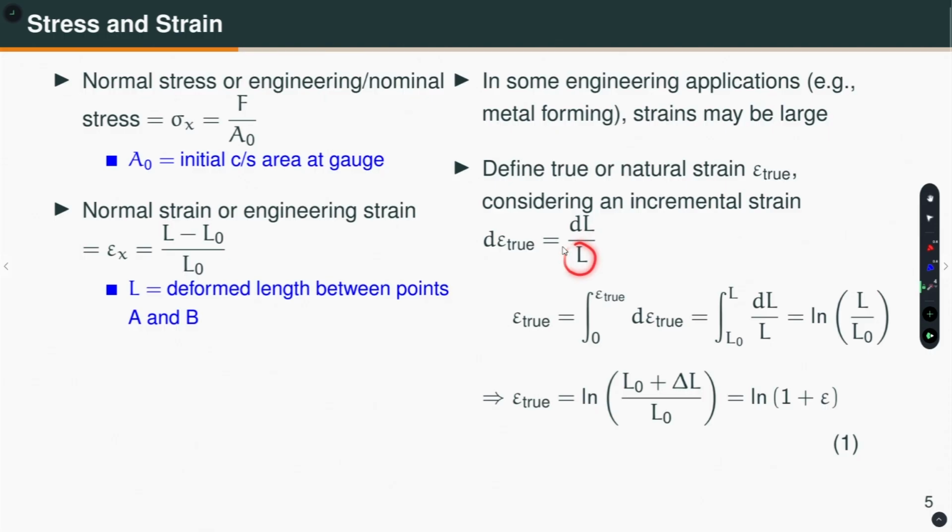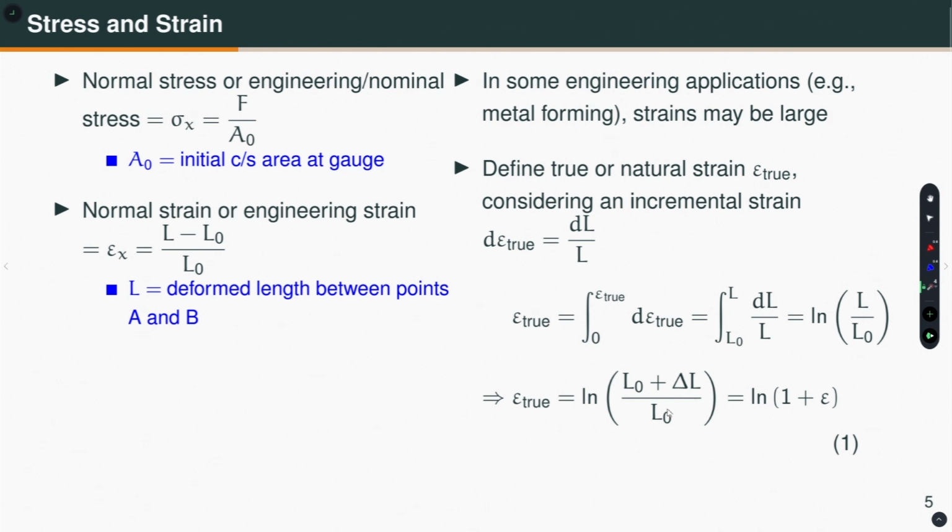length L. Now if I integrate on both sides, between 0 and epsilon true, initially there was no strain, and then at some point the strain is epsilon true. So I am integrating that. On the right hand side, my initial length was L 0, and the final length at some point is L. So if I integrate this, I get natural log L by L 0.